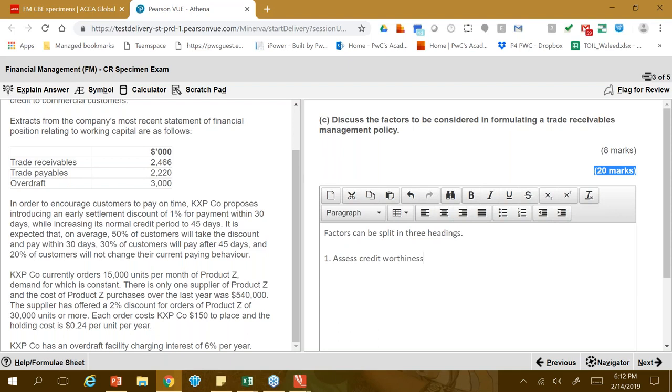Assess the creditworthiness. Now, I need your help with this answer because I can't write this answer all alone. I need some input from you to make it more exciting. So can you give me some points here, how would you assess a customer's creditworthiness? So write some points there for me.